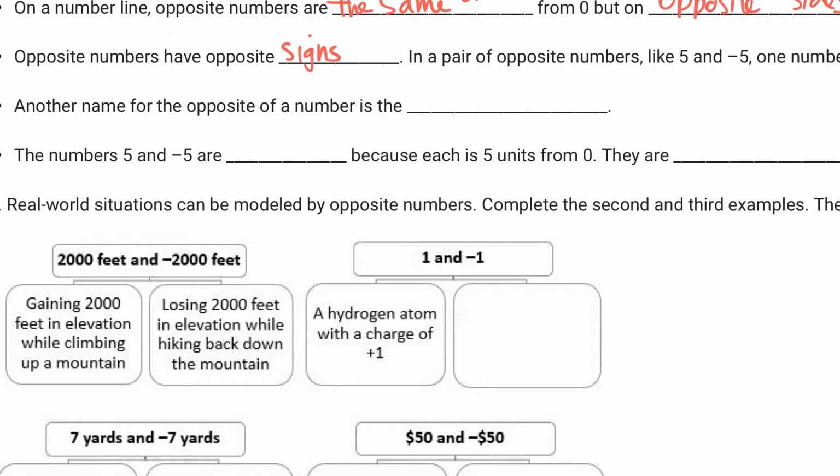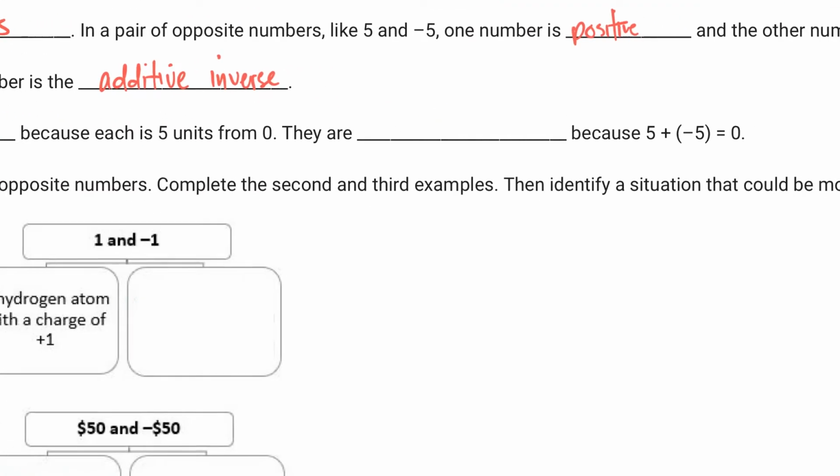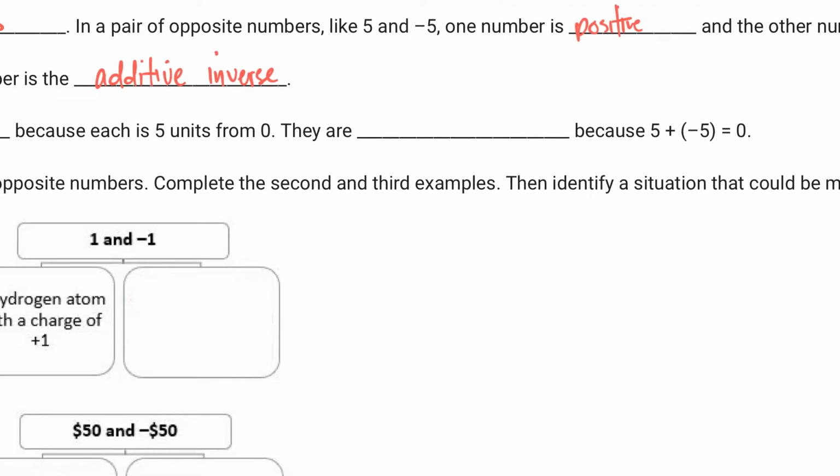So another name for the opposite of a number is the additive inverse. So the numbers 5 and -5 are opposites, because each of them is 5 units from 0. They're called additive inverses, because 5 and -5, when you add them up, are equal to 0.